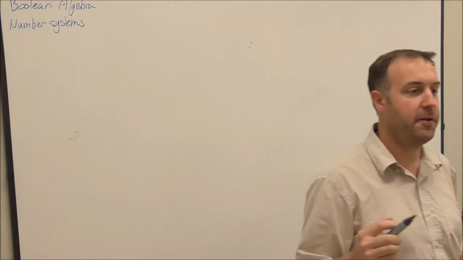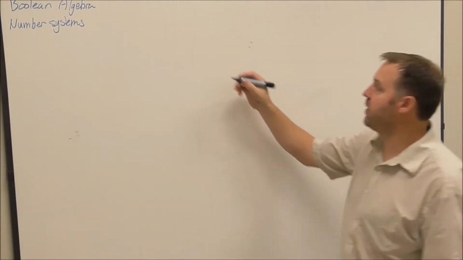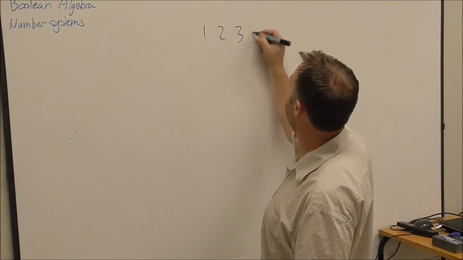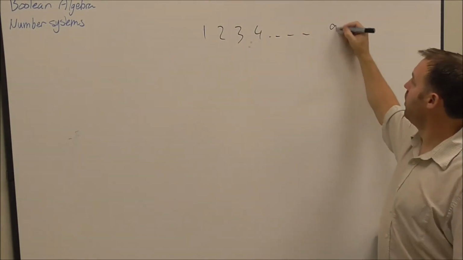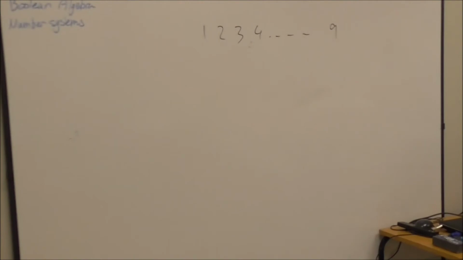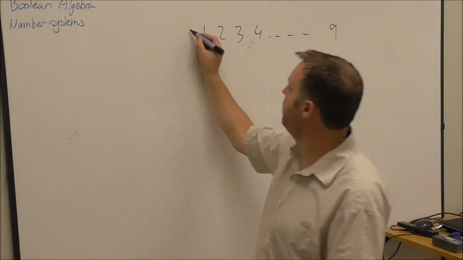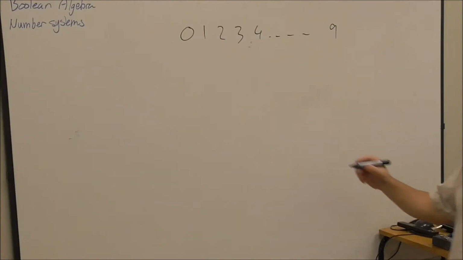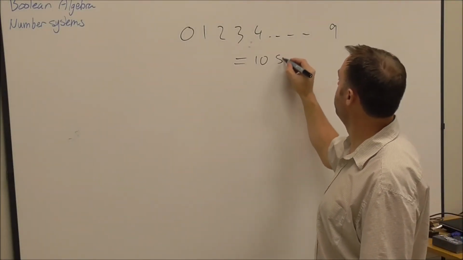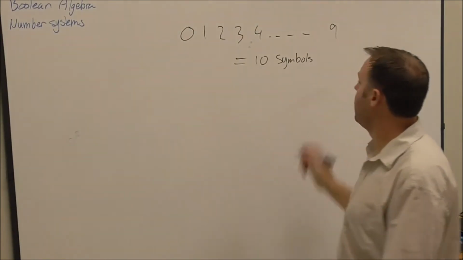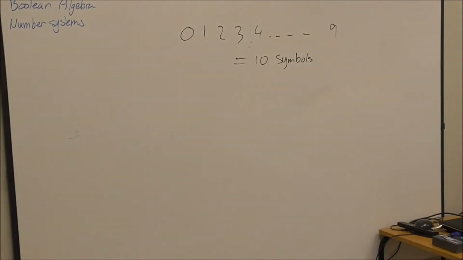Decimal. So how many different symbols do we have in decimal? So if we were 1, 2, 3, 4, up to 9. Is there one missing from that lot? 0. Okay, I've got to put the 0 on this end. So how many different symbols are there? 10. Okay, so we've got 10 symbols. And what that means is I can represent 10 different values with just using one symbol, because I've got a different value for every symbol.